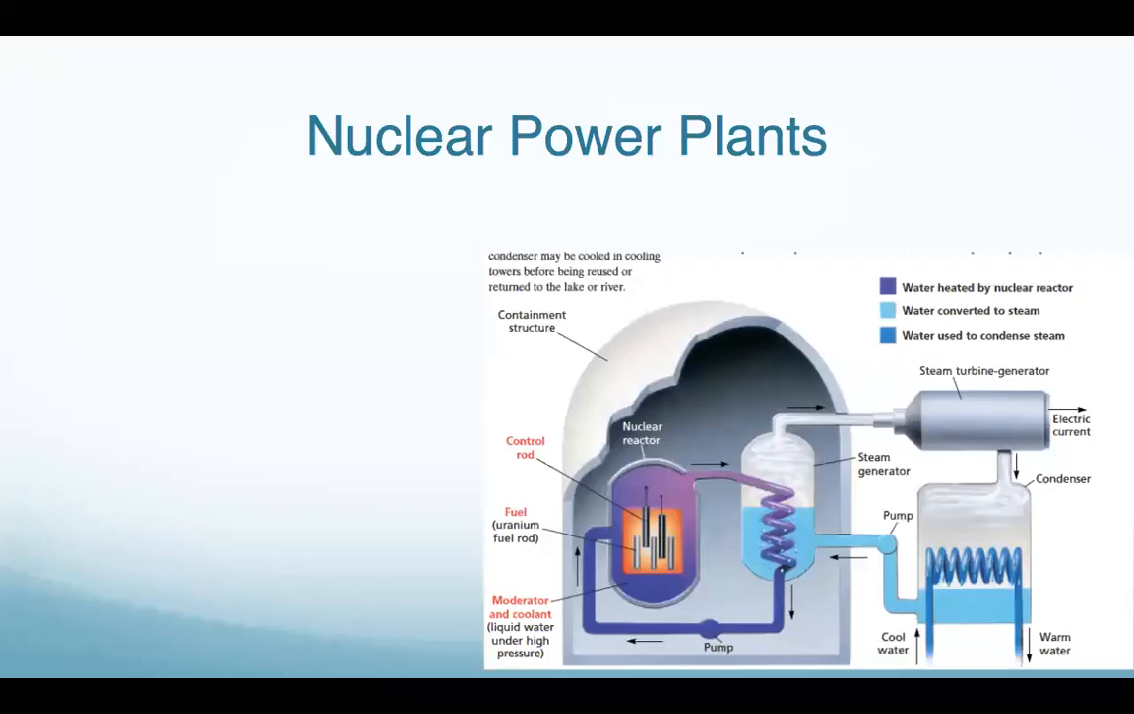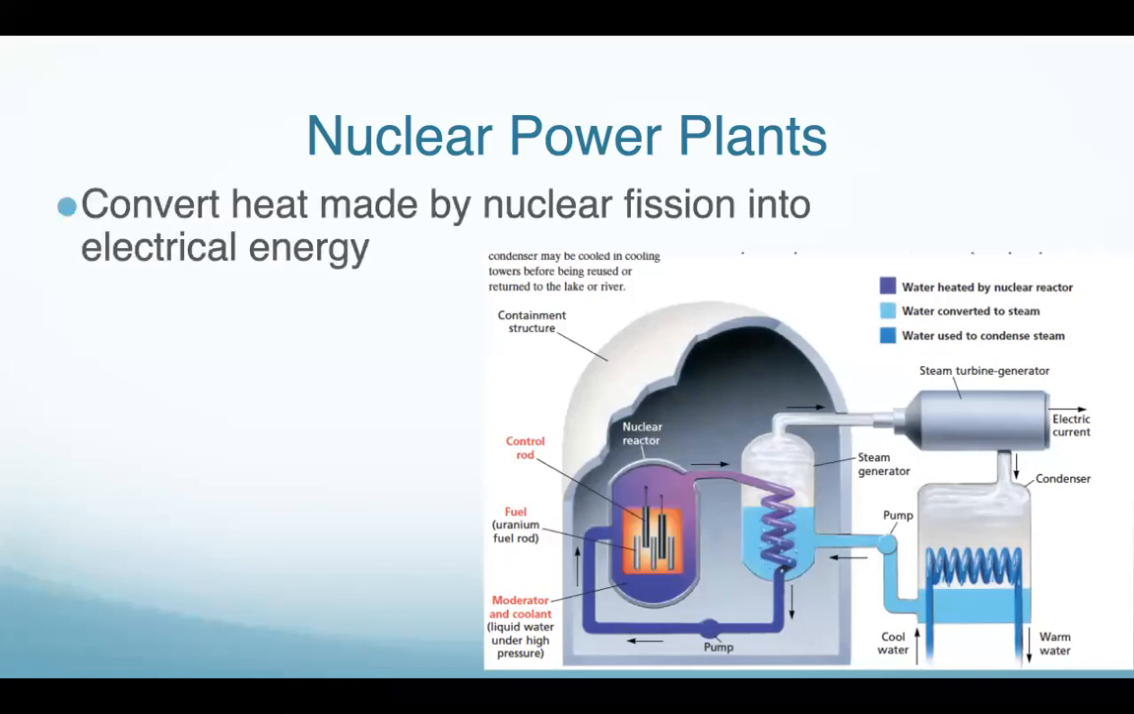Okay, so it's pretty amazing that nuclear power plants, basically the whole idea is that you take radioactive material that heats up water, creates steam, and then the steam powers a turbine generator that creates electricity. That's pretty much as complicated as it gets. So nuclear power plants convert heat made by fission into electrical energy, and there are 5 main components.